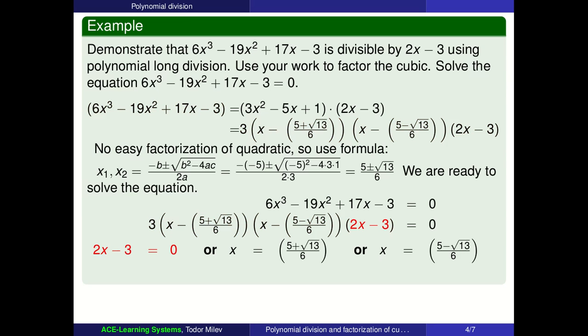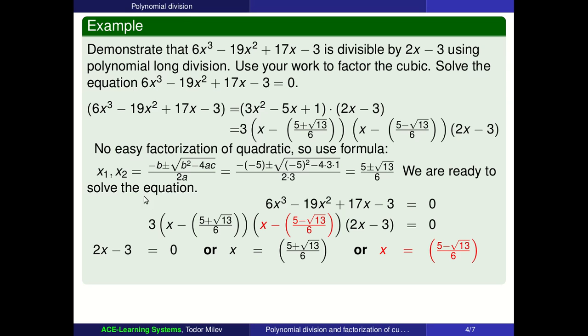Now that means we're having a product of three numbers that is 0. That means that one of those three numbers must be 0, but of course they can't all simultaneously be 0 because they're different numbers. So either 2x minus 3 is 0, or x minus (5 plus radical of 13 over 6) is 0, which means that x is equal to 5 plus radical of 13 over 6, or x minus (5 minus radical of 13 over 6) is 0, which means that x is equal to 5 minus radical of 13 over 6. We're almost done.